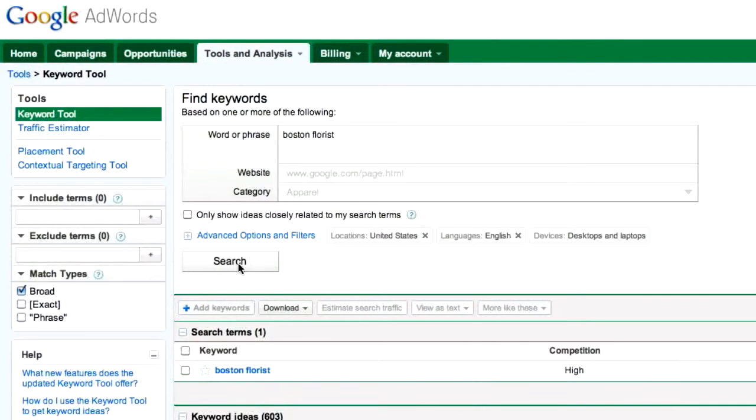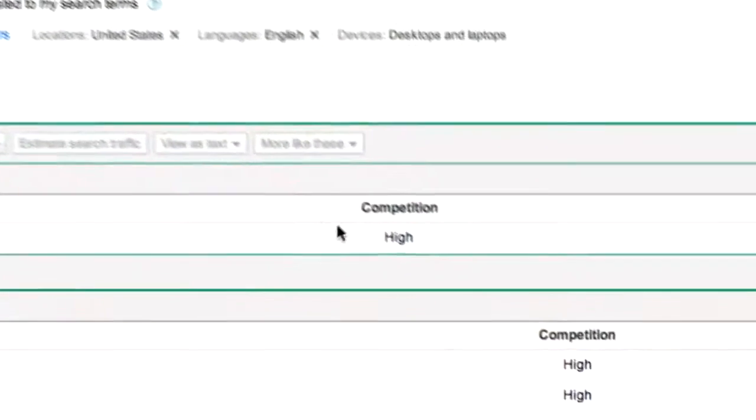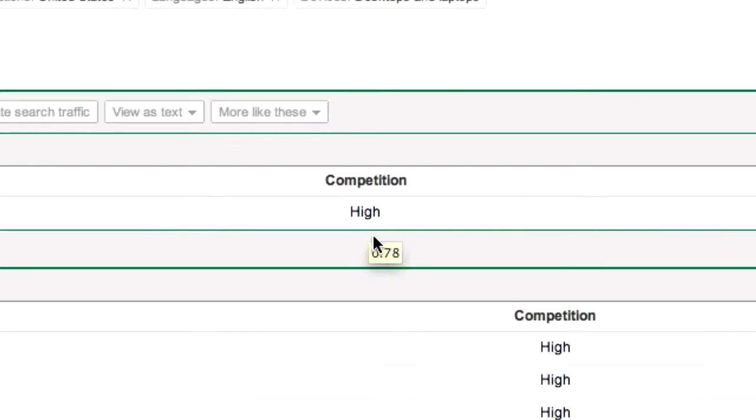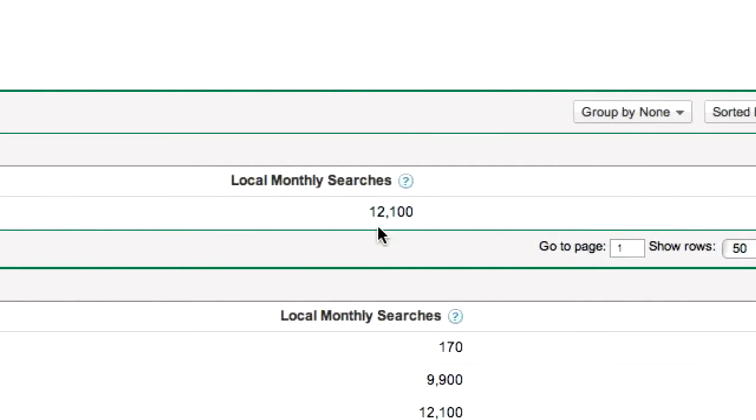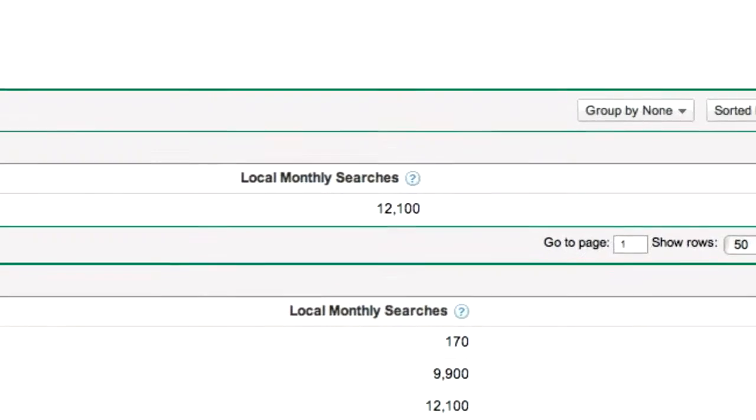Now let's look at what Google tells us. First of all, unfortunately, the competition for these keywords is very high. It also tells us that every month, approximately 14,800 people around the world enter Boston florist. 12,100 people make this search from within the United States.